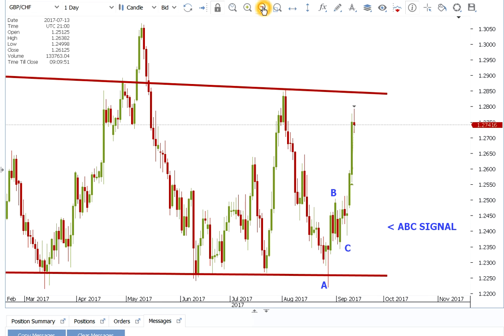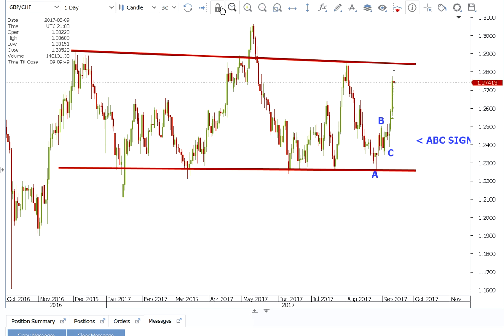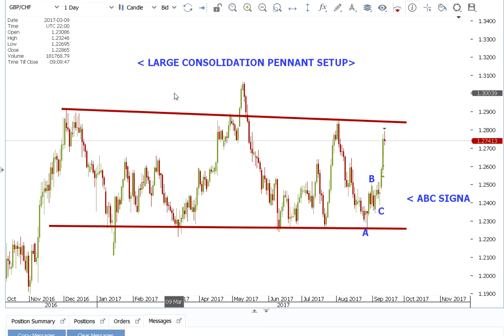I'm going to be zooming out here just to show you the overall setup of this currency pair. You can see the market had formed a large consolidation pennant setup over the last several months. And what was taking place was that the market was U-turning at the support boundary here to take us back towards the resistance boundary.